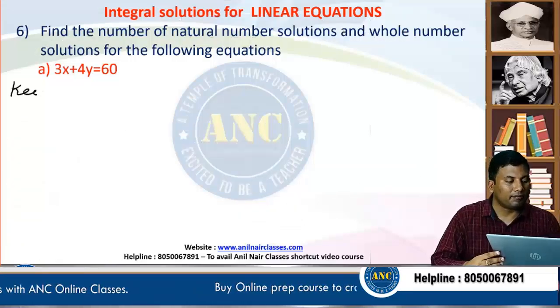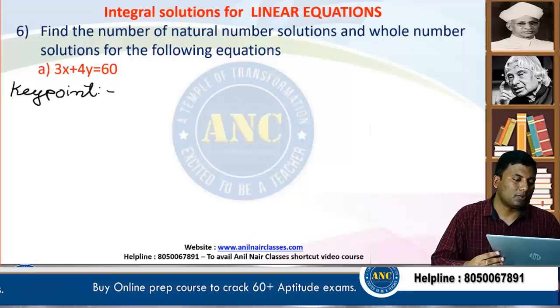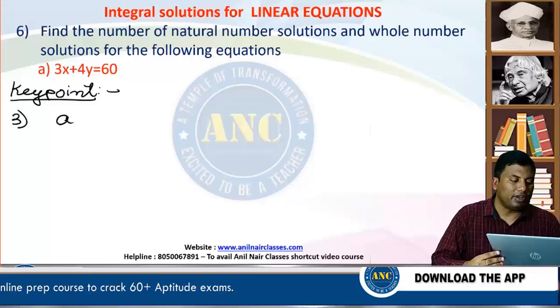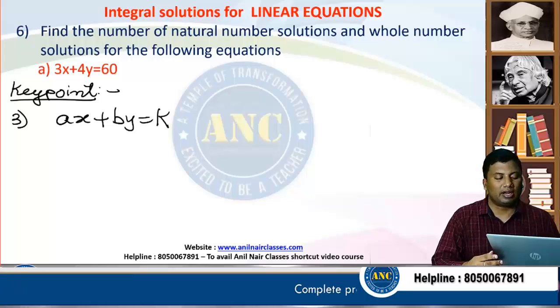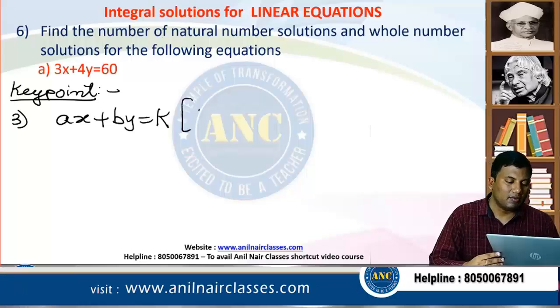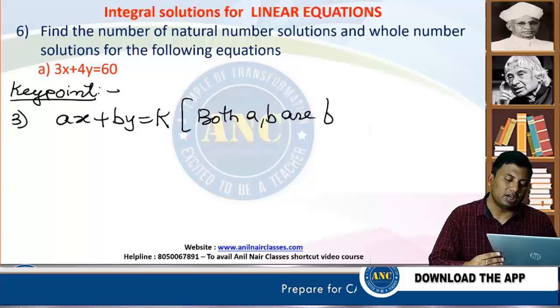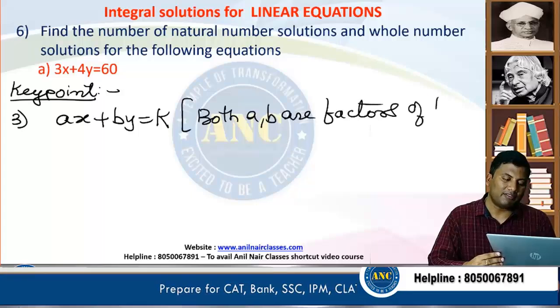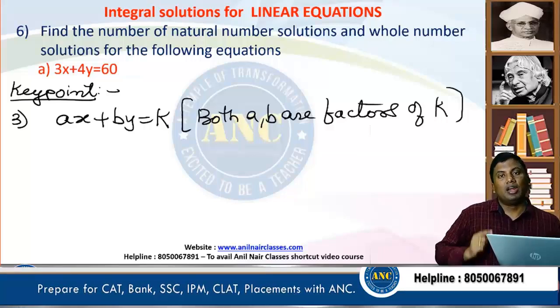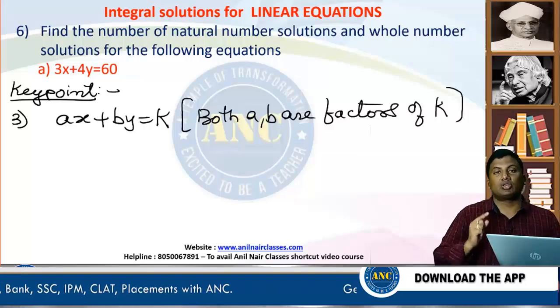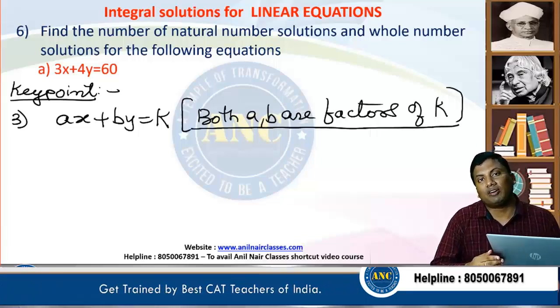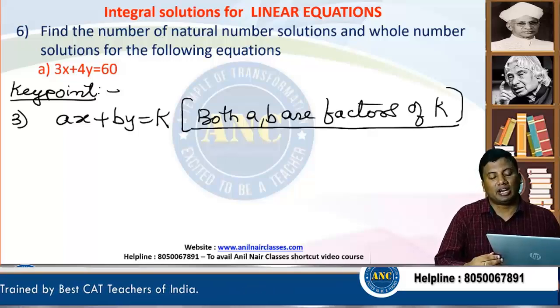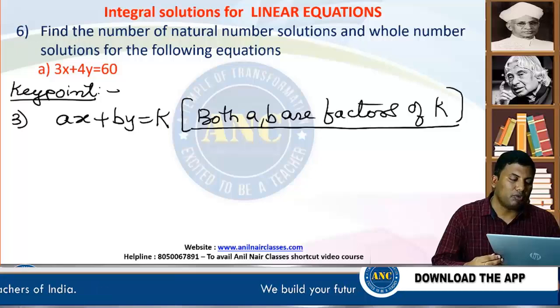Key point 3. If ax plus by equals k, what case are we discussing? Both a and b are factors of the right hand side, both a and b are factors of k. If I take the above example, 3 is a factor of 60, 4 is also a factor of 60. We are discussing what happens when the coefficients of x and y are both factors of the right hand side.